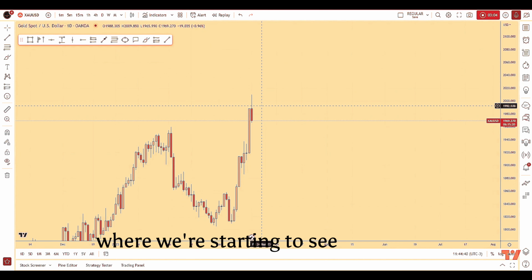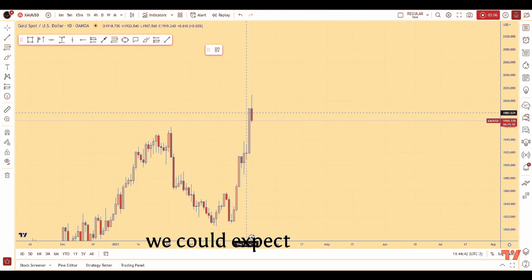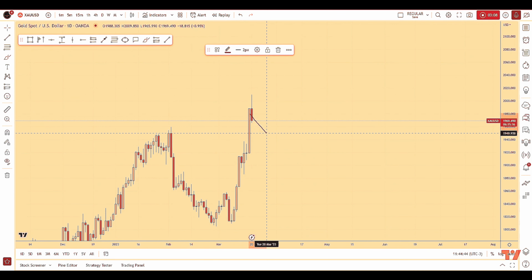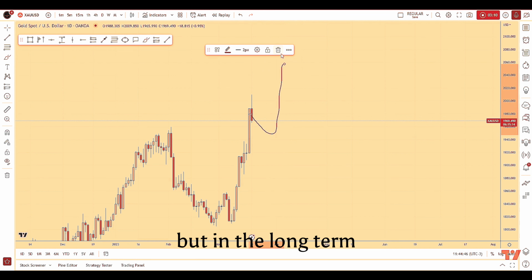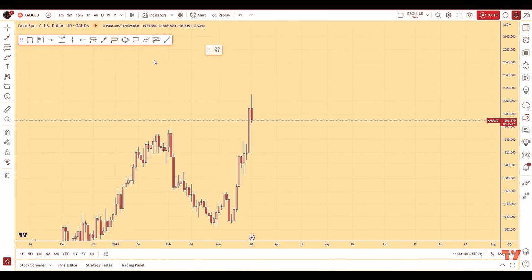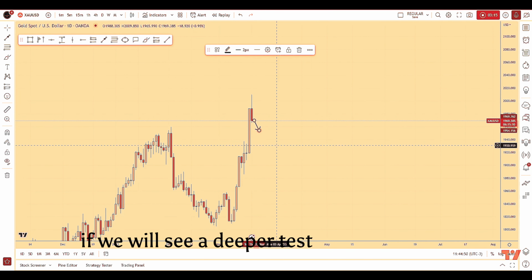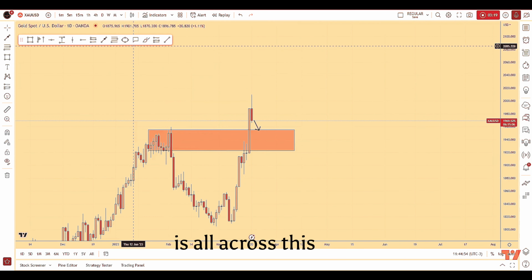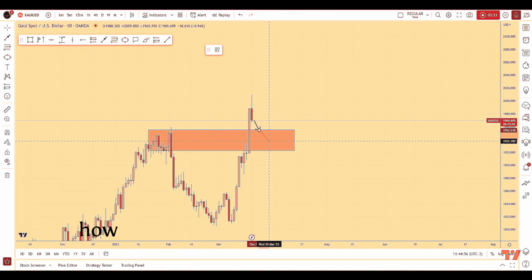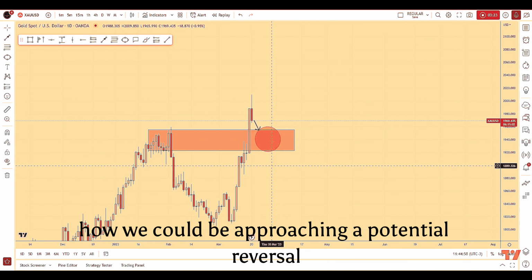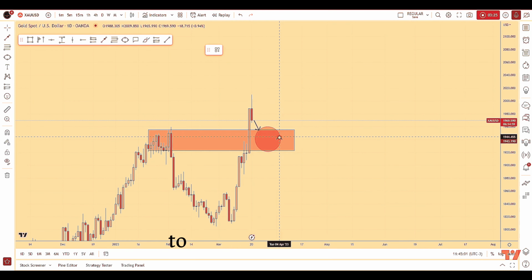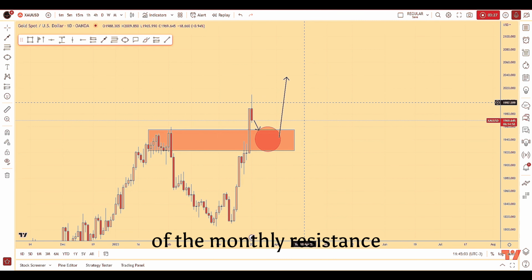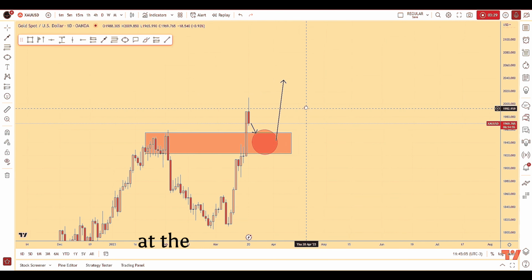Yes, where we're starting to see a decrease of the net positioning, we could expect a bit more bearish price action, at least in the short term, but in the long term, everything seems pretty bullish. So if we will see a deeper test of this support that, as we have identified previously, is all across this area, during this test we could be approaching a potential reversal to the upside for the market to go for a deeper test of the monthly resistance that we have previously identified at the beginning of the video.